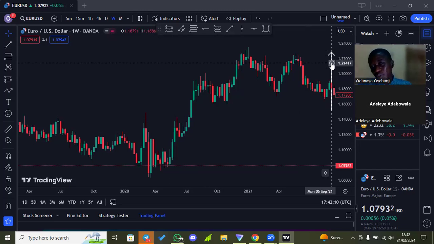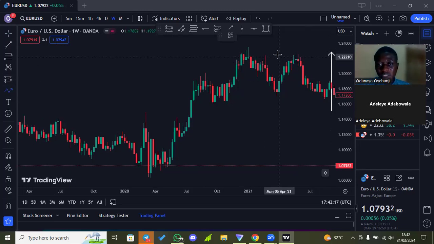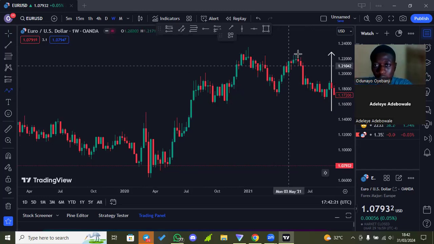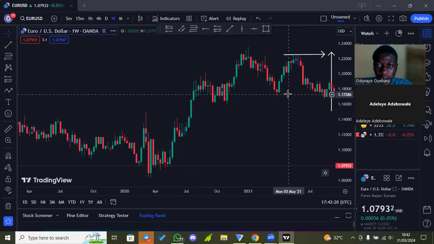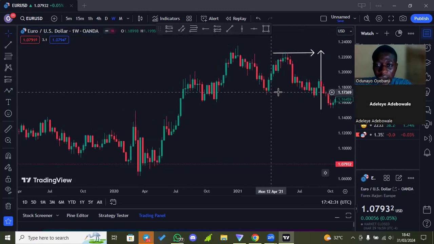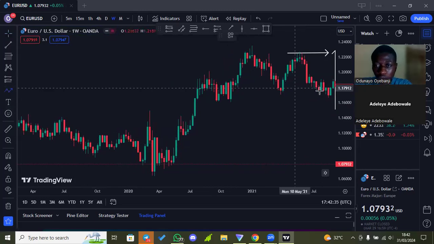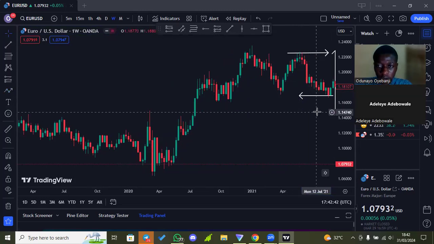So how do we say we are in one particular trend or the other? That's the question you just asked. Now we look at the structure of the chart. Although we already know what has played out, let's look at this detail. From here, we had a high, right? We also had a low here.